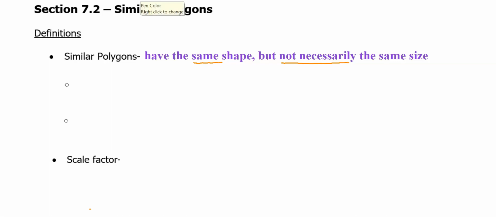The notation for similar is going to be this little swirl with no equal sign underneath. So it indicates that it has the same shape, but not necessarily the same size, unlike the one with the equal sign.